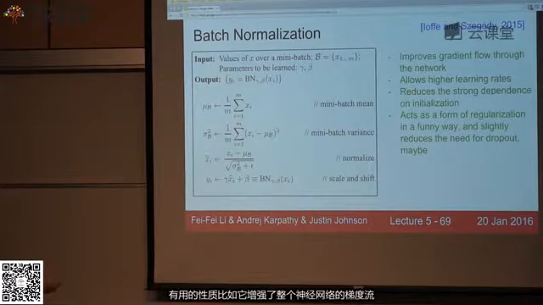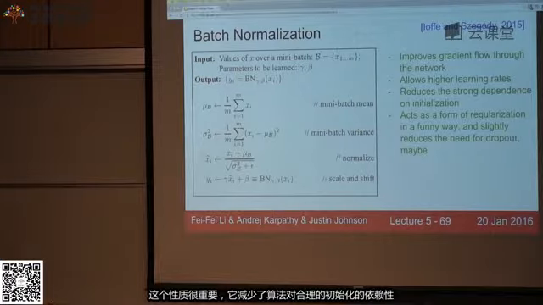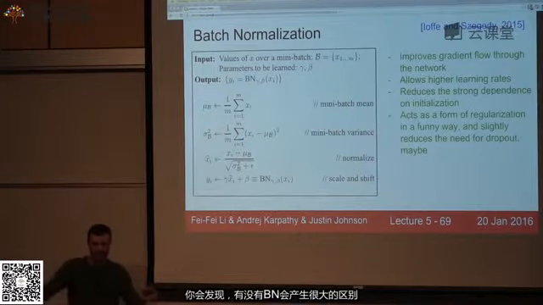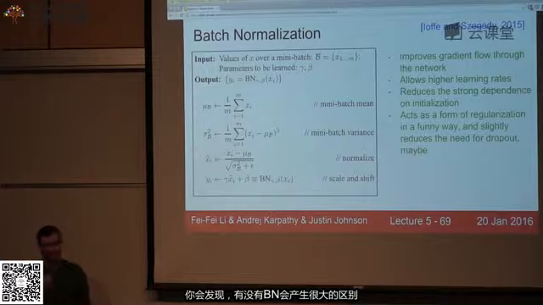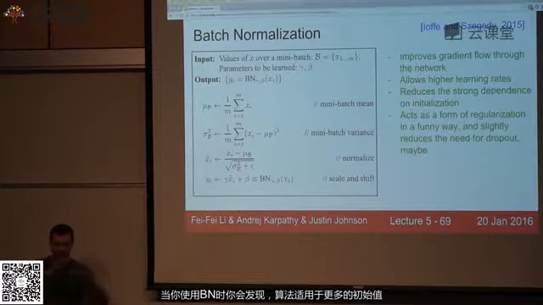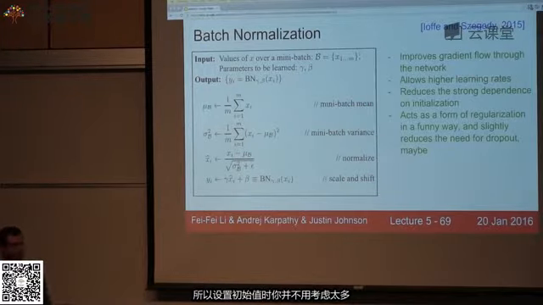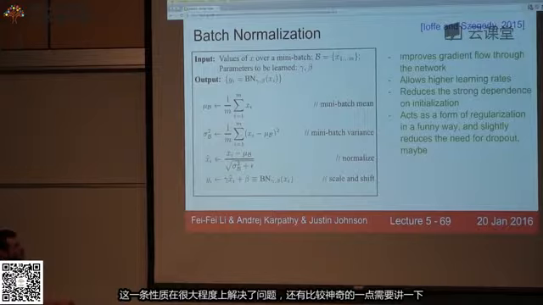So this is the rough algorithm, as I described. Nice properties are that it improves the gradient flow through the network. It allows for higher learning rates, so your network can learn faster. It reduces, this is an important one, the strong dependence on initialization. As you sweep through different choices of your initialization scale, you'll see that with and without batch norm, you'll see a huge difference. With batch norm, things will just work for much larger settings of the initial scale. And so you don't have to worry about it as much. It really helps out with this point.